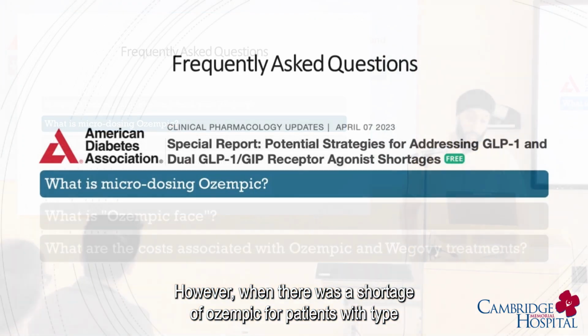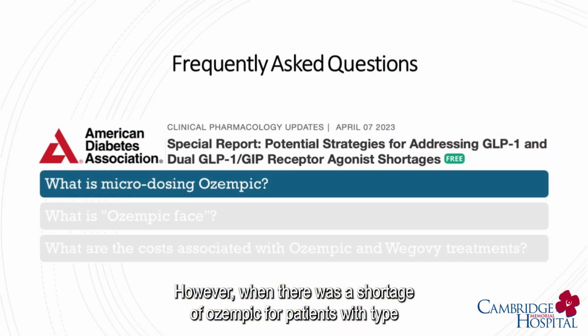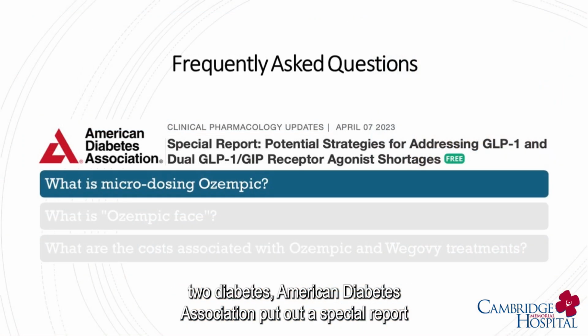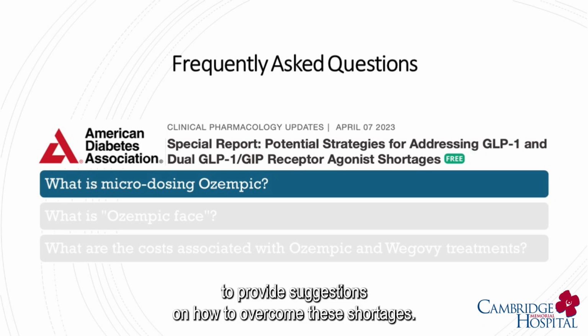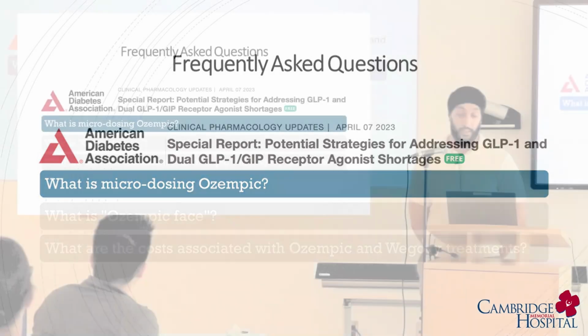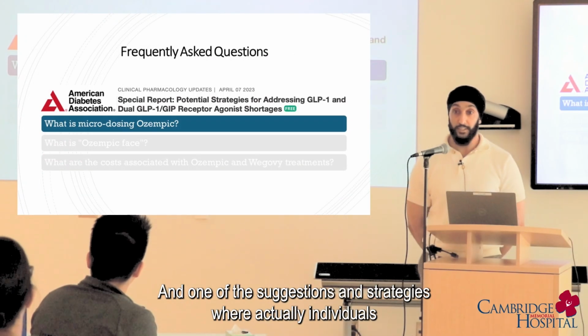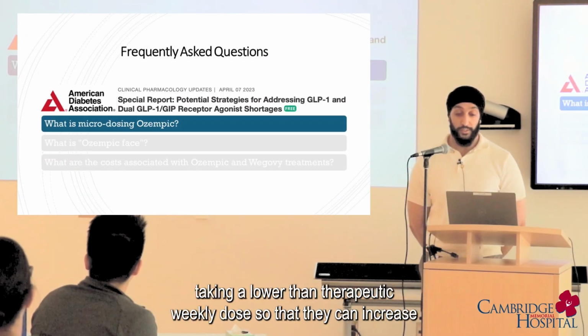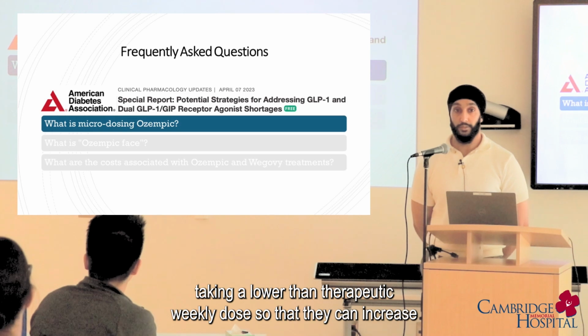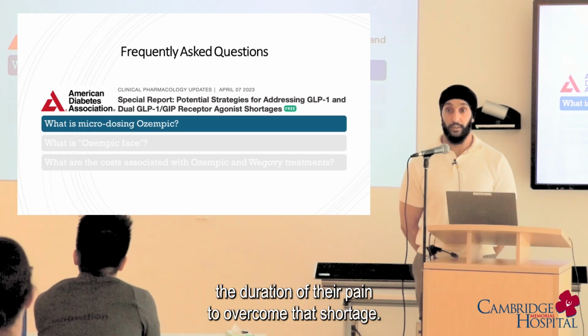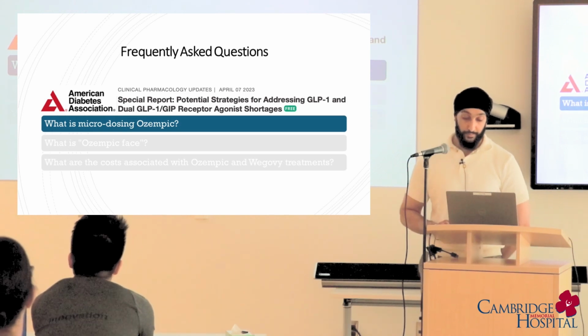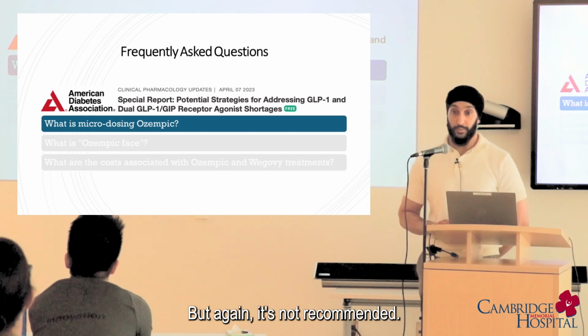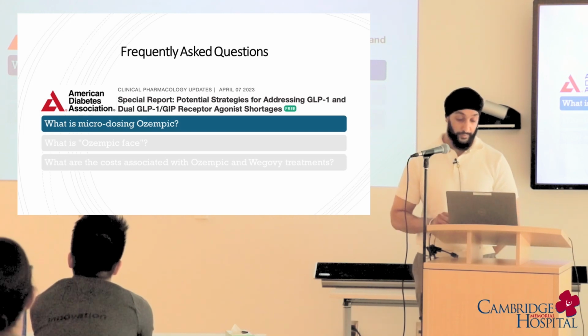However, when there was a shortage of Ozempic for patients with type 2 diabetes, the American Diabetes Association put out a special report to provide suggestions of how to overcome these shortages. And one of the suggested strategies was actually individuals taking a lower than therapeutic weekly dose so that they can increase the duration of their pen to overcome that shortage. But again, it's not recommended, it's not safe practice to do so.